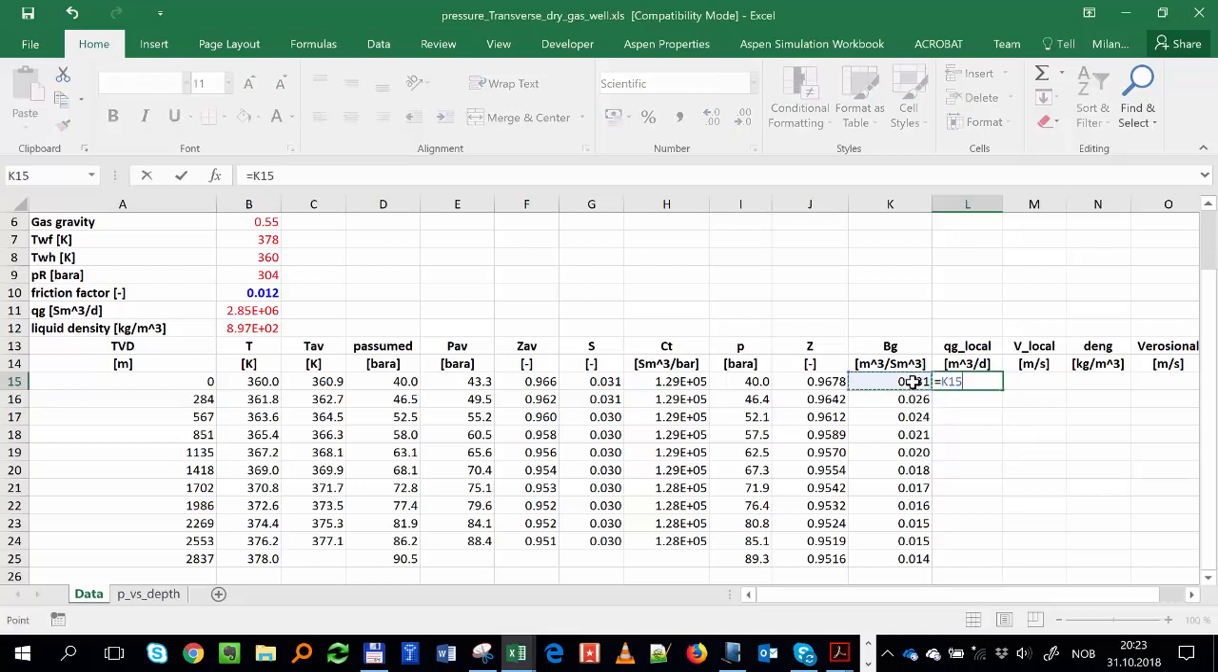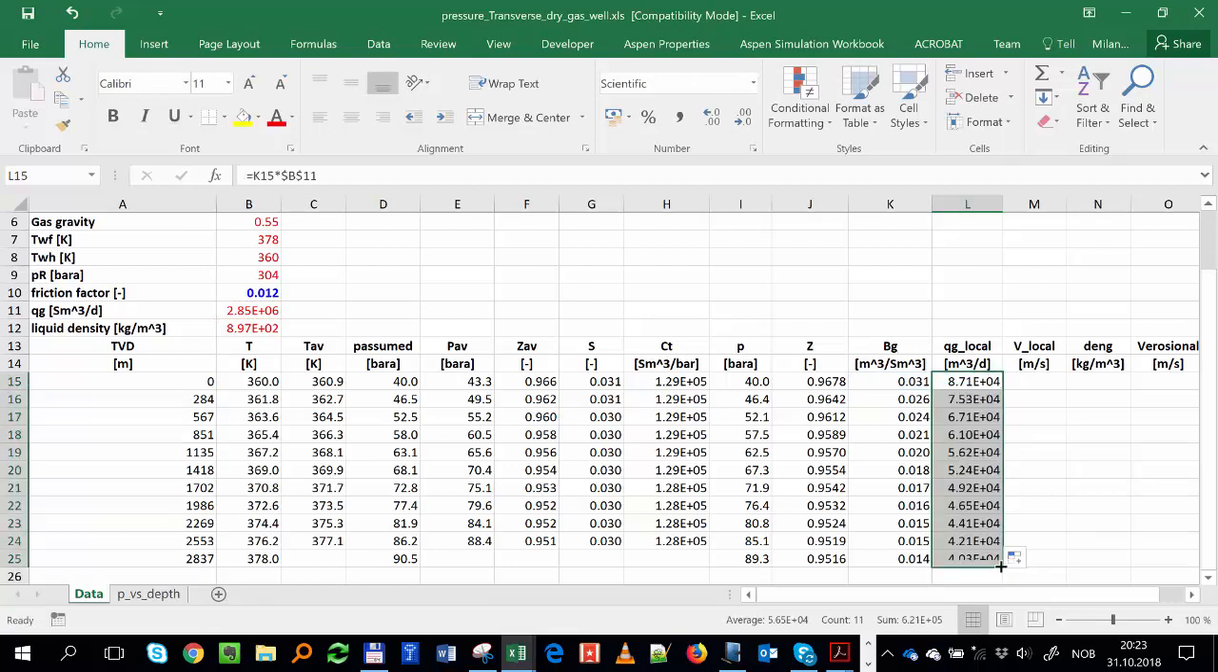So now, how do I calculate the Q local? It is simply BG times the standard condition rate, right? And block it is the same rate for every location in the pipe, and then I drag it down. So you see it's actually increasing when the pressure goes down, which makes sense. It's increasing when the pressure goes down.